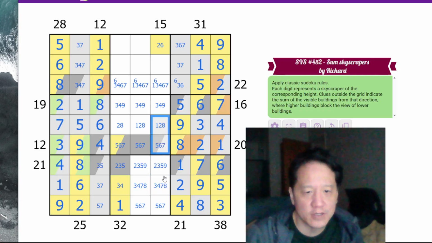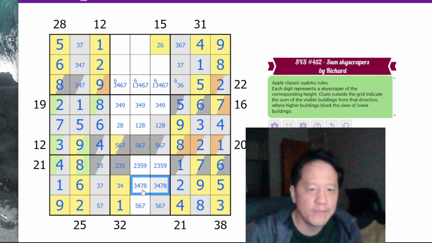Or vertically. Same with this cell. Can't be 2, 6, or not 2, 4, 6, or 9. 9 has to be one of these two. So these both cannot be seen vertically.